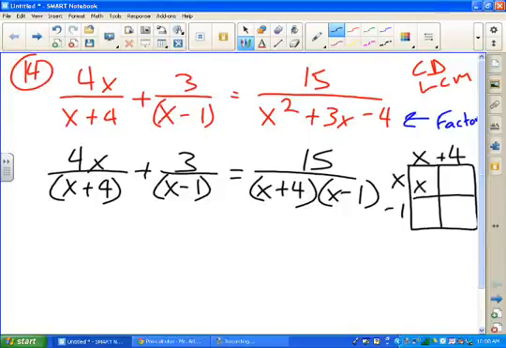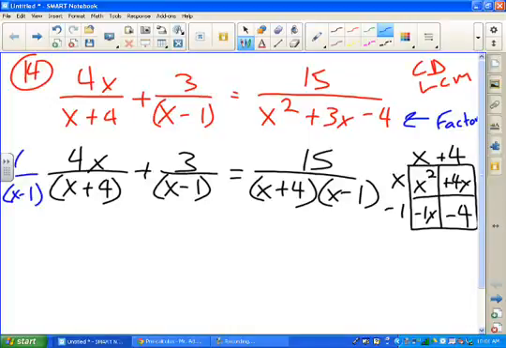To verify my suspicions, I'm going to draw a box and multiply x minus 1 times x plus 4, and sure enough, it does equal x squared plus 3x minus 4. So then my lowest common multiple, or my common denominator, would be x plus 4 times the quantity x minus 1. So I need to make sure that every fraction has that in the denominator.